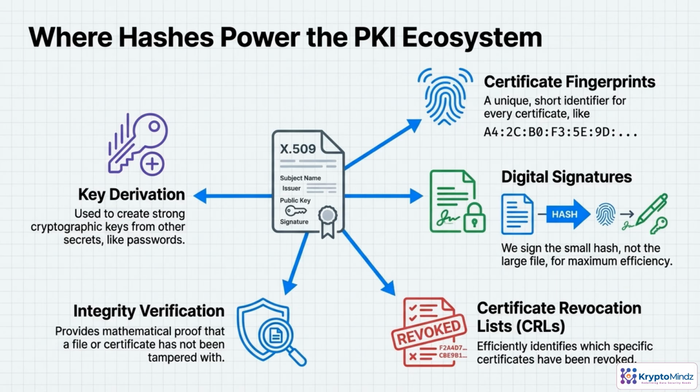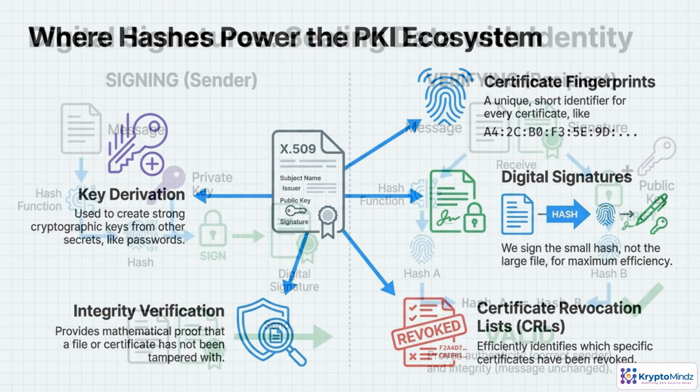Fifth, key derivation. You can derive multiple encryption keys from a single master key using hashing. Or you can hash a password to create an encryption key. Hashing provides a secure way to transform data into keys. These applications show how fundamental and versatile hash functions are in PKI. They're used everywhere.